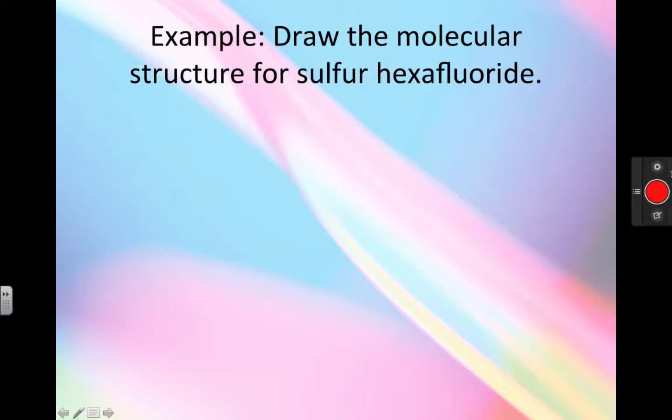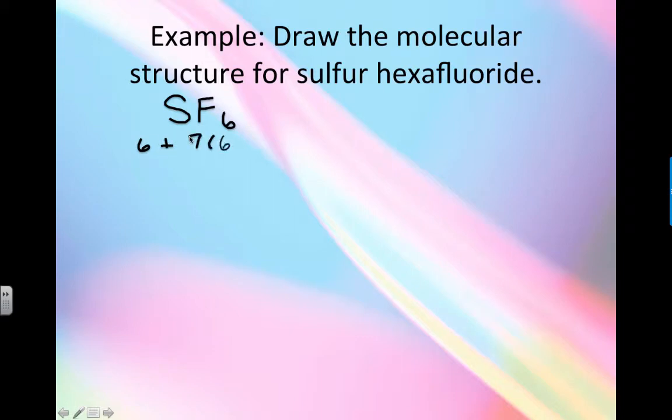Now let's try sulfur hexafluoride. Sulfur hexafluoride is SF6. So we have to count 6 electrons for sulfur's valence electrons, and then 7 for each of my fluorines, multiplied by 6, because there are 6 of them, and that gives us 48 electrons that we have to figure out where to put.